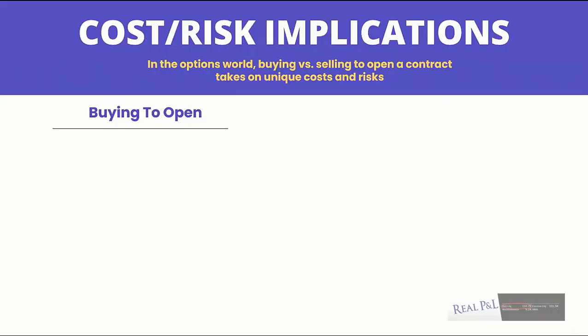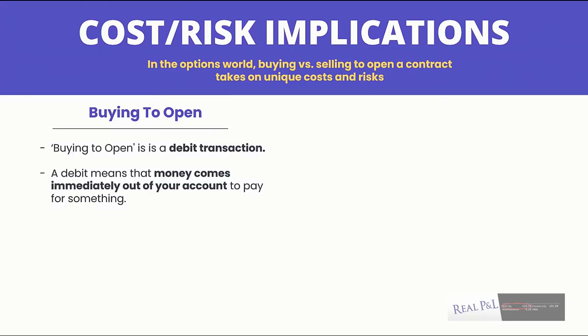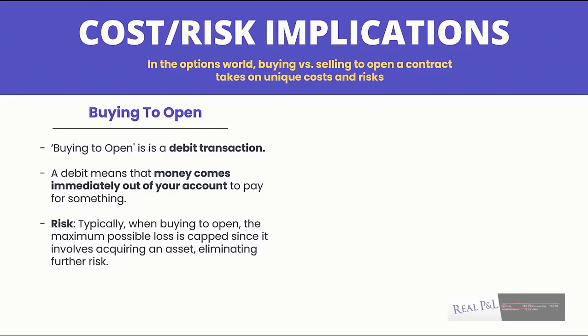So the risk implications. In the options world, buying versus selling to open a contract takes on unique costs and risks. So buying to open is a debit transaction. A debit means that money immediately comes out of your account to pay for something. The risk typically when buying to open is the maximum possible loss is capped since it involves acquiring an asset, eliminating any further risk.